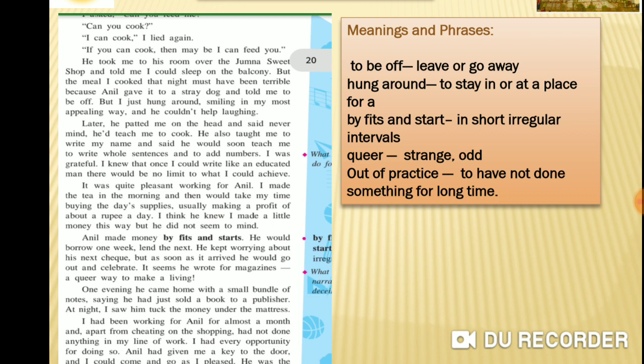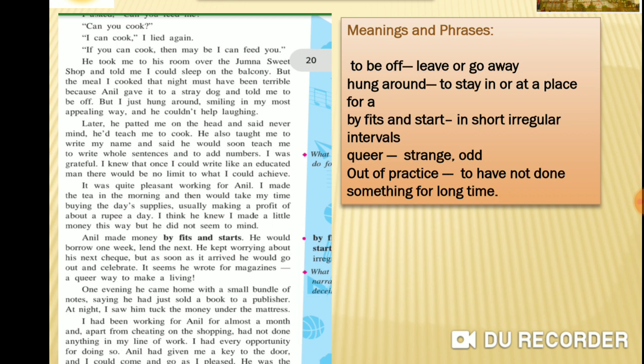So Anil made money by fits and starts. He could borrow one week, lend the next. He kept worrying about his next check. But as soon as it arrived, he would go out and celebrate. It seems he wrote for magazines, a queer way to make a living.